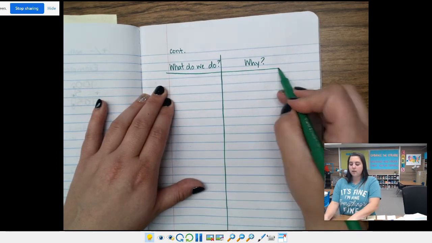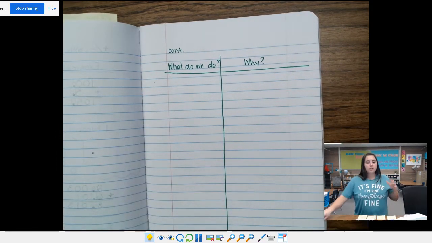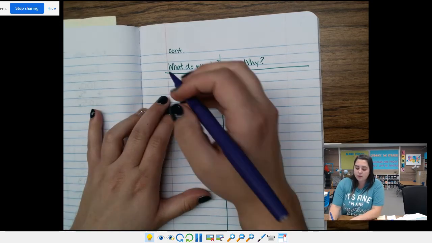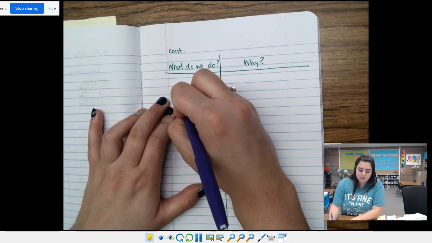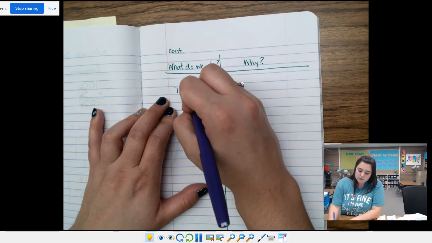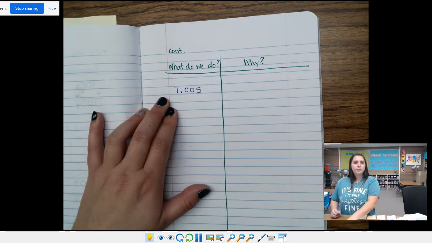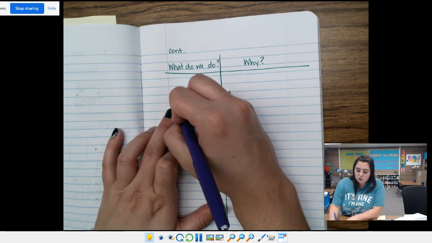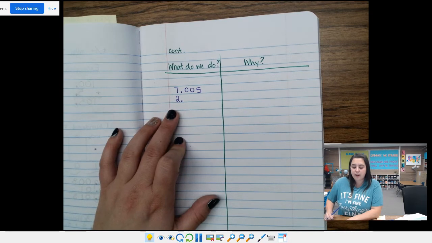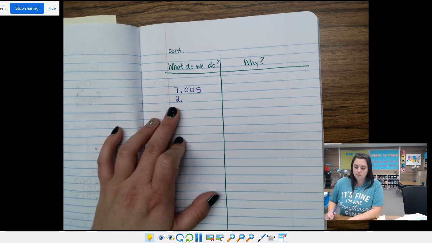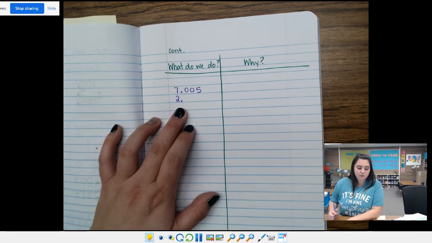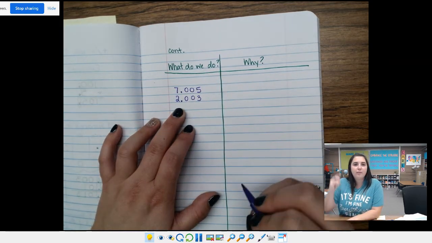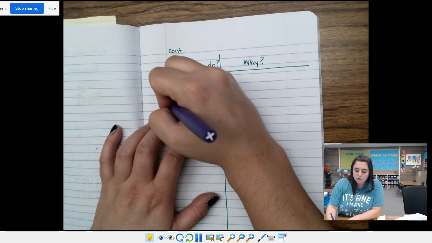Okay. Let's start off with something pretty simple. So I'm going to start with 7.005. And we are going to subtract 2 decimal 0.003. Notice how I wrote it. They're lined up because they're both in the ones place. It means my decimals are lined up. And remember, we're switching our brain. We are now subtracting.